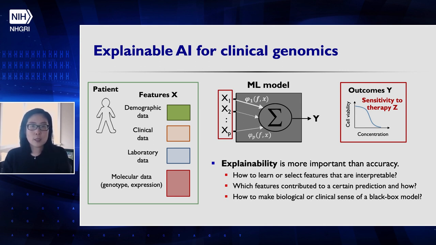Recently, my group focused on addressing the black box nature of machine learning by asking largely three questions. First, how to learn or select features that are interpretable. Second, how to explain a certain prediction by estimating the importance of each feature and their interactions. And third, how to biologically or clinically interpret a complex black box model, such as a deep neural network.